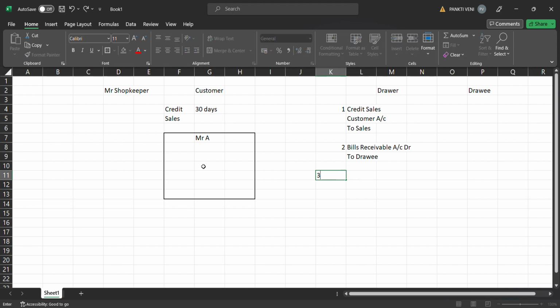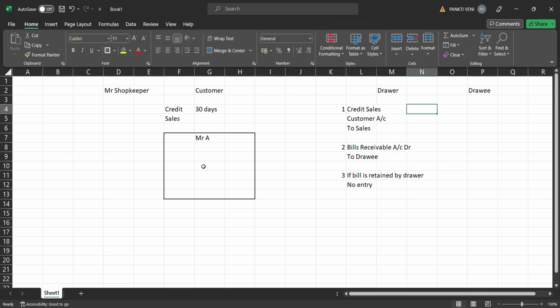Then we have the third journal entry, which is related to the bill being retained. If the bill is retained by the drawer, there is no entry. Until maturity he will hold it in hand, so no entry for that. It is the same for all three cases.